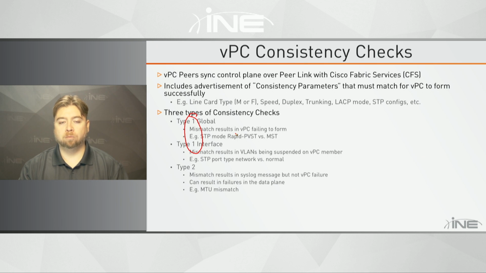Or if you are running bridge assurance because the port down to your memory is a network port, and I have configured it as an edge port that's not running spanning tree, then we could run into a loop in the topology. Okay, that would be an example of an interface level mismatch.